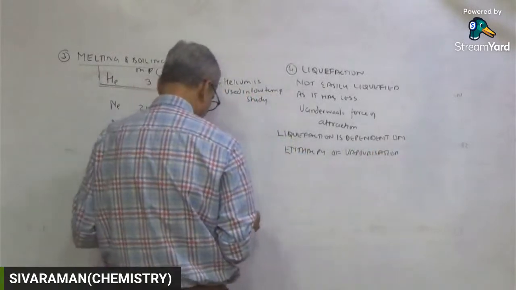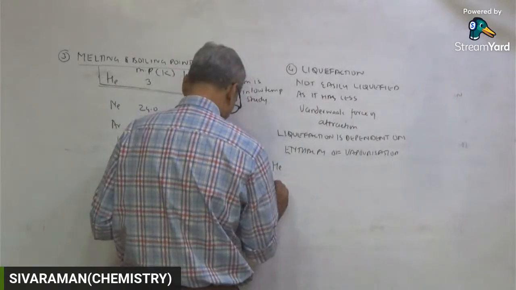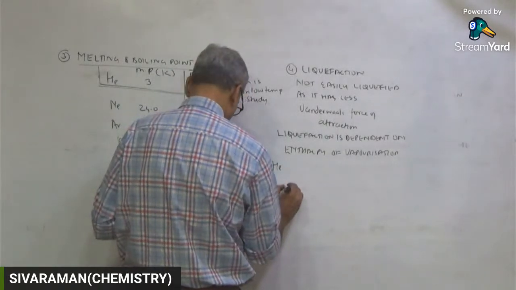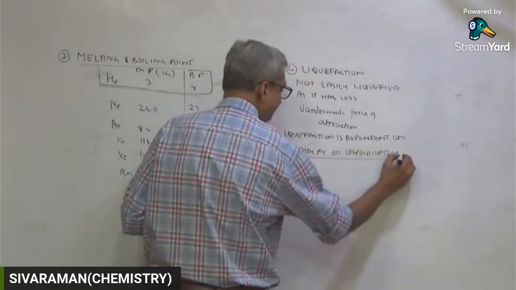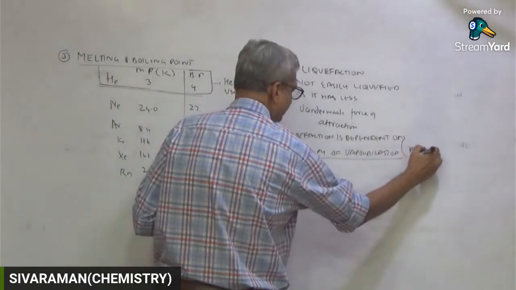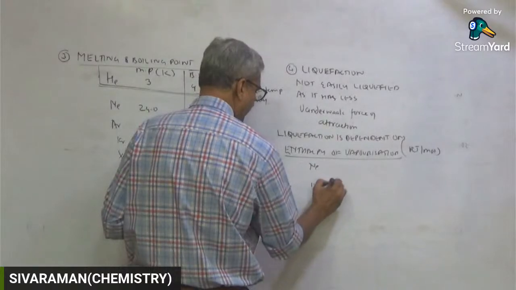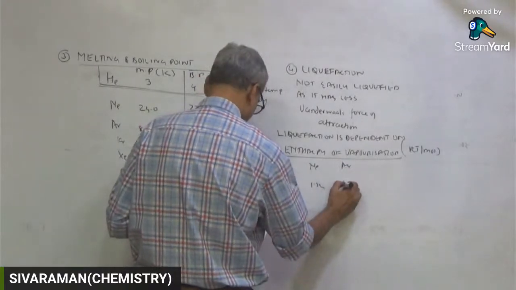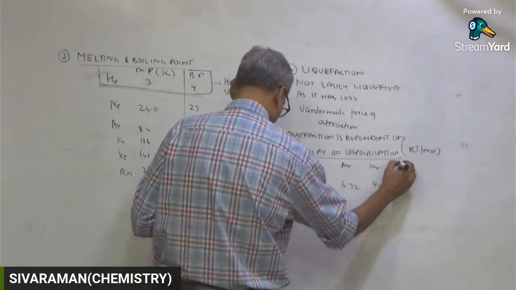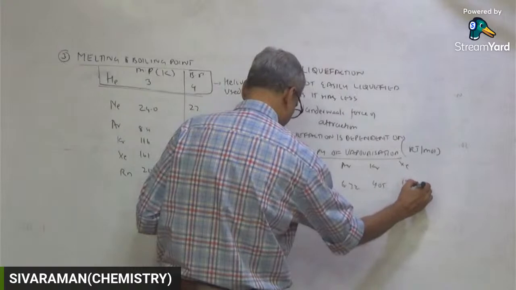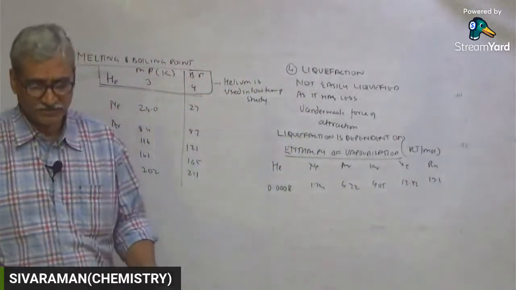So what is it? Enthalpy of vaporization for helium is 0.0008 kilojoule per mole. Whereas neon, it is 1.74. Then argon, how much do we have? 6.3. Krypton, 9.05. Xenon, 12.56. Radon, 17.2.